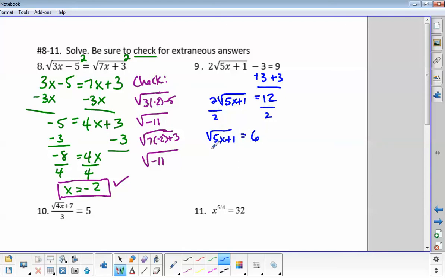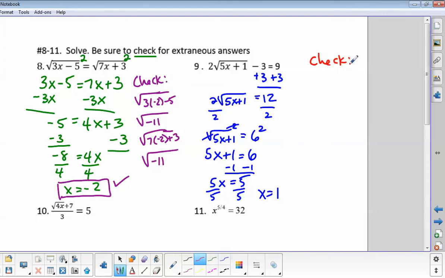Now you have the square root isolated, so you can square both sides to get rid of the square root. So 5x plus 1 equals 6, and solve for x. 5x equals 5, and x equals 1. All right, so now you want to check your answer. Put the 1 in for the x.